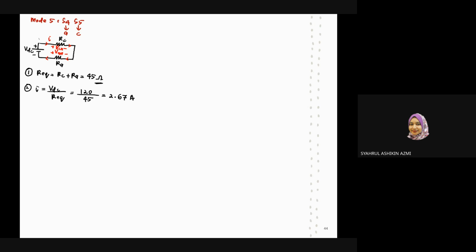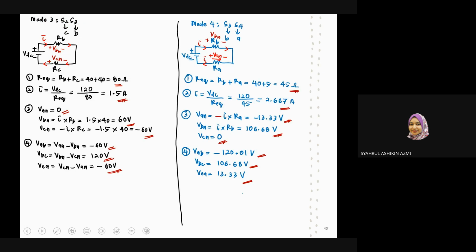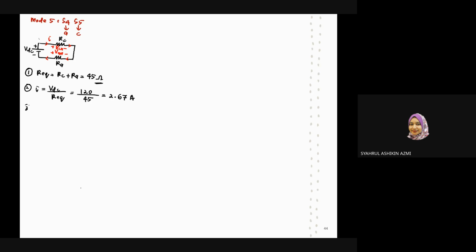Is our display voltage 120? Okay, right. Next we need to find our phase voltage. VAN will be equal to negative I multiplied by RA. Our current is 2.67 multiplied by RA. RA is 5 ohm. So you will get negative 13.35 volt.